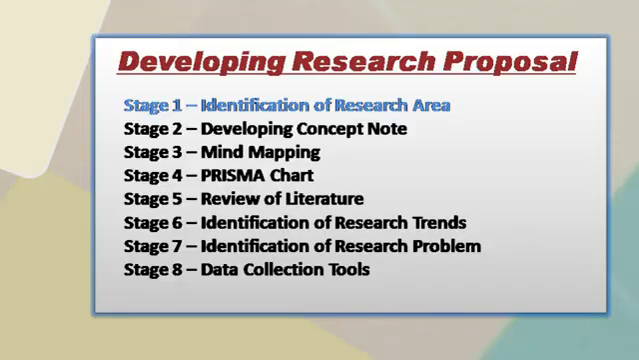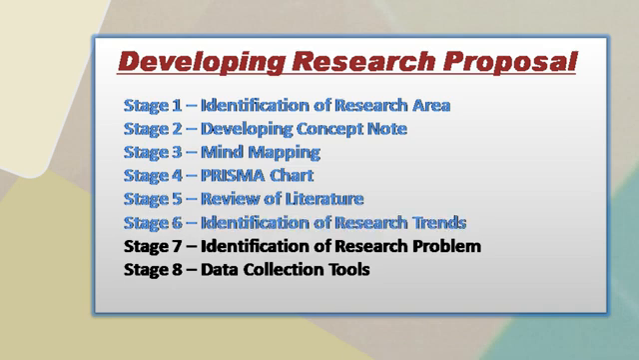Starting with, you have to identify a research area and then develop a concept note, followed by mind mapping, then a PRISMA chart, then the review of literature. With the help of the review of literature, you will identify the research trends in your chosen topic, and that will help you to identify a research problem. Once the problem is identified, aims and objectives will be defined. Based on aims and objectives, you have to define the methodology.